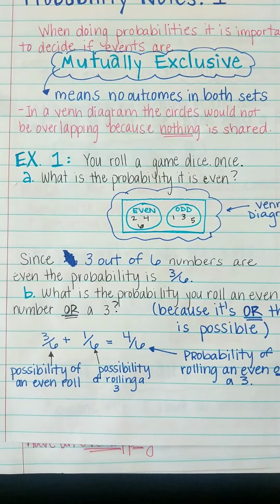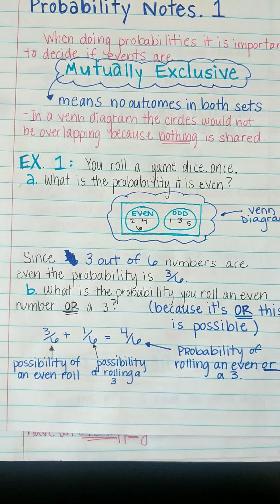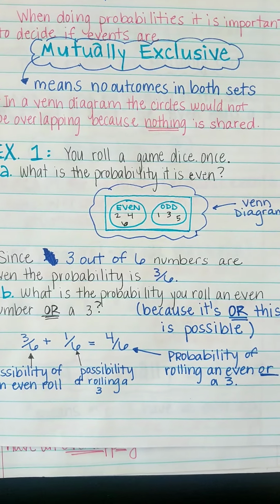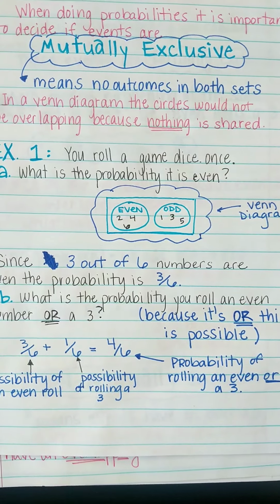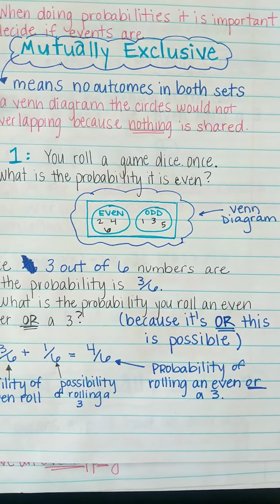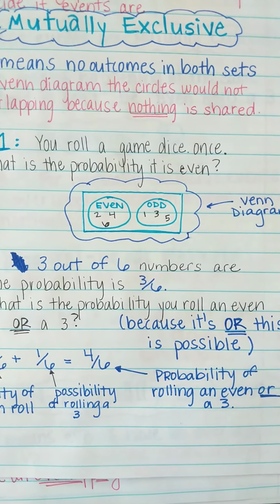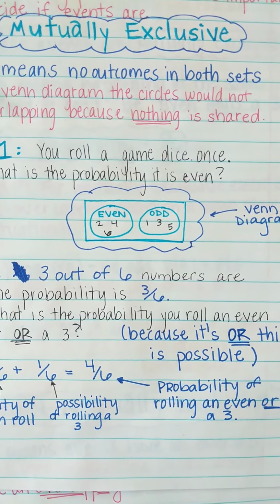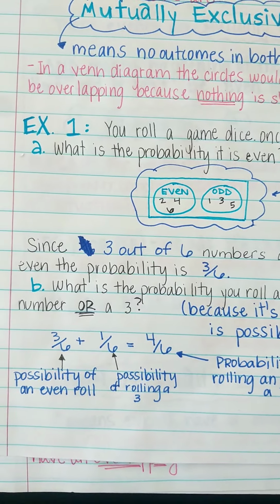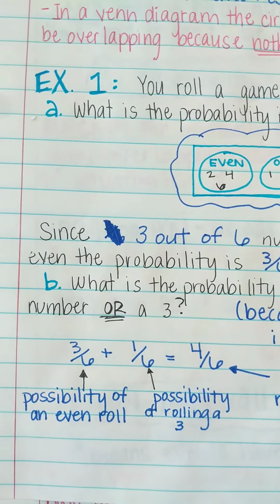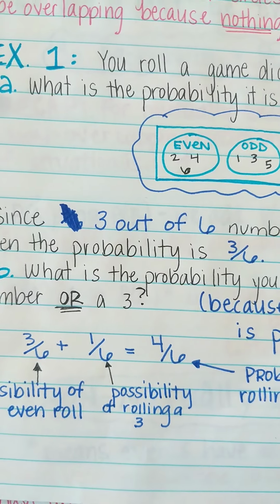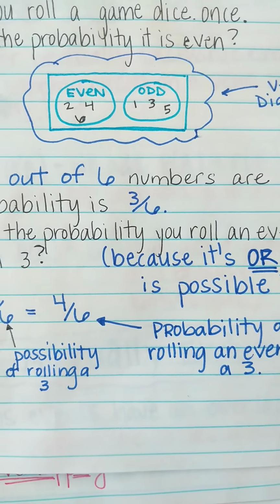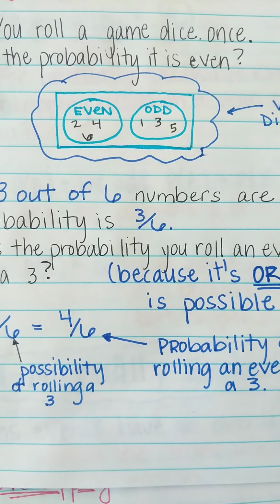Going a little further with this, it says, what's the probability you roll an even number or a 3? Okay, still a single event though. I'm just rolling that die once, but I want to know what's the probability it's even or a 3. Because it's or, this is still possible even though these are mutually exclusive. Okay, they're separate events, but it doesn't matter because I'm saying one or the other. In this case, what we do is we do the probability of an even roll, which is 3 numbers out of 6, plus the probability of rolling a 3, which is 1 out of 6, for a total probability of rolling an even or a 3. Giving us 4 out of 6.